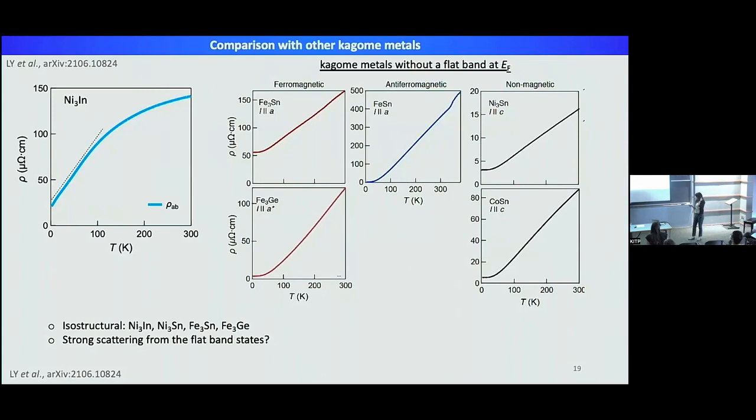So the difference, you can see on the right, when you don't have a flat band at the Fermi level, no matter whether your underlying magnetic order is ferromagnetic, antiferromagnetic, or non-magnetic, you always see a similar Rowe-Tee behavior, which is linear above 100 Kelvin and starts to roll over below 50 Kelvin. Right, so this is a pretty conventional Rowe-Tee curve that comes from electron-phonon scattering.